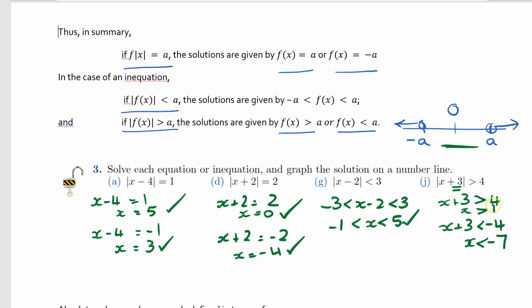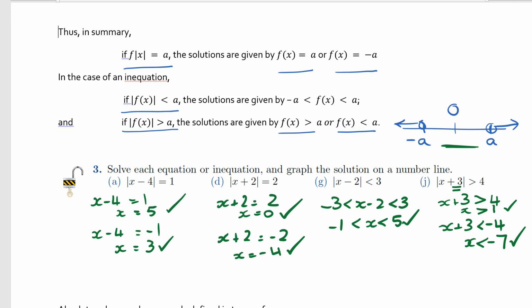So if I put a number bigger than 1 into here, like 2 plus 3, when we take the mod of it, it is bigger than 4. If I put a number less than -7, like -8 into here, that will give me -5. Mod of -5 is greater than 4.